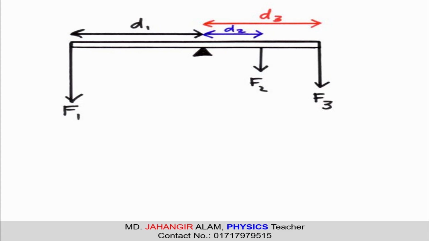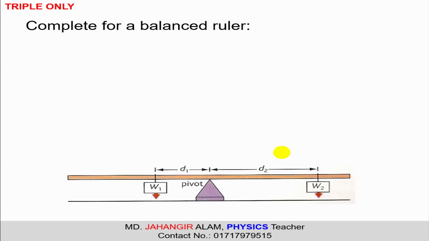Now apply the principle of moment for this case. There are two clockwise moments about the pivot and one anti-clockwise moment about the pivot. So first write the clockwise moment: F2 force into perpendicular distance D2 plus F3 into D3 equal to F1 into D1. This is the principle of moment for this case. So total clockwise moment is equal to the total anti-clockwise moment here, complete for a balanced ruler.